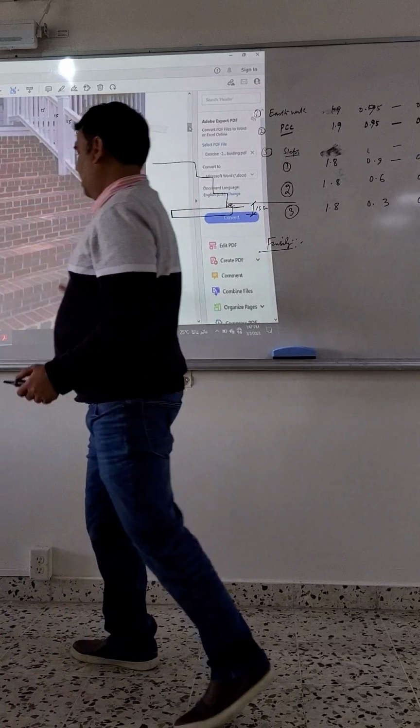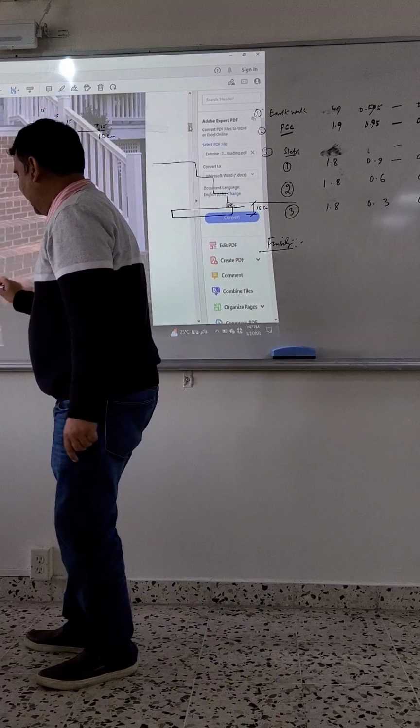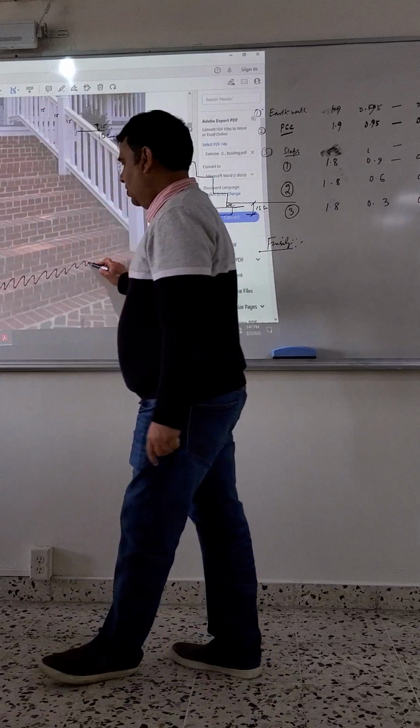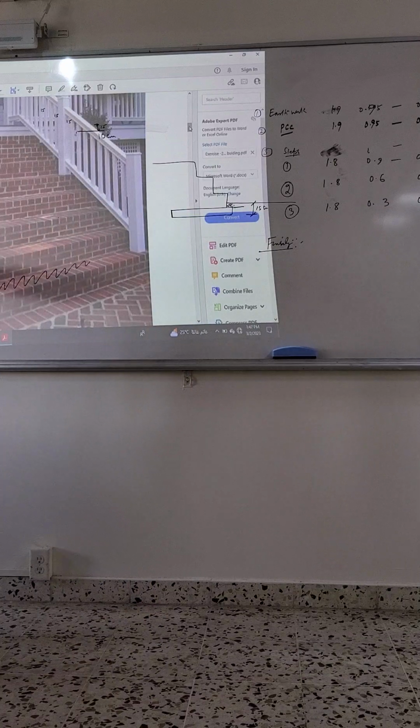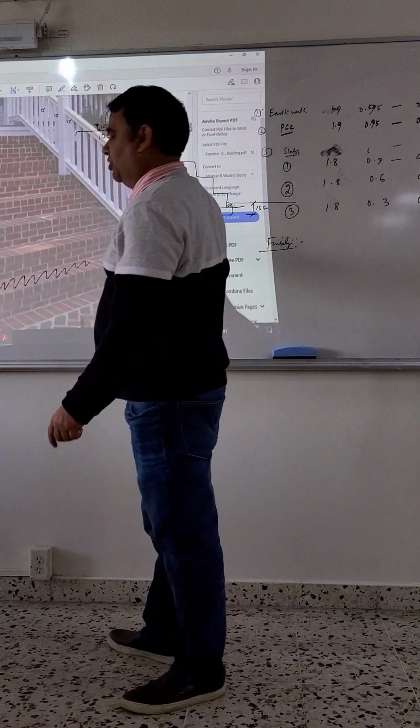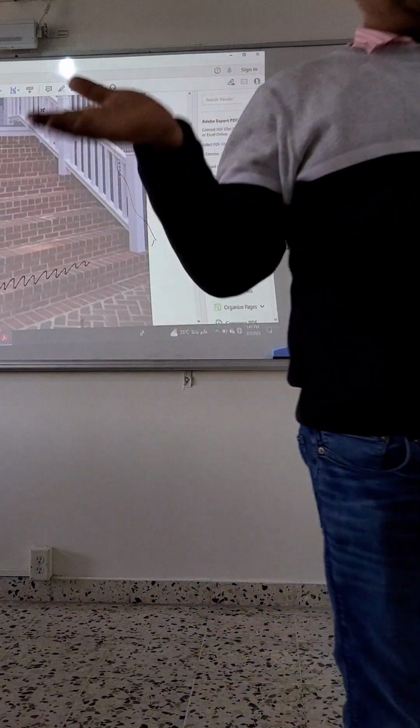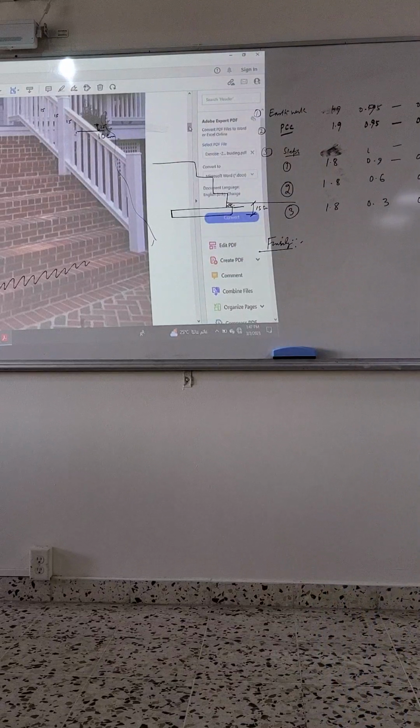This is your brickwork. You have to do the plastering here, and you have to do the plastering here, and you have to do the plastering on this side. Clear? So on the top and both sides.